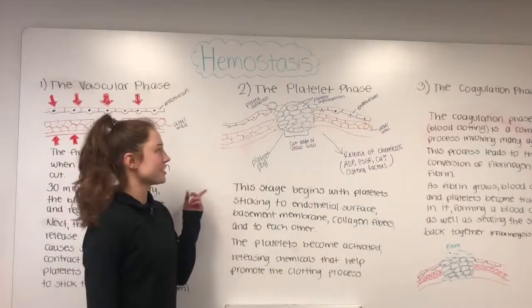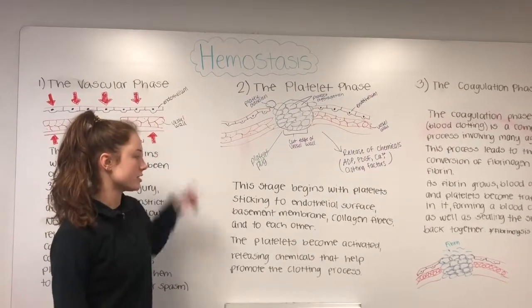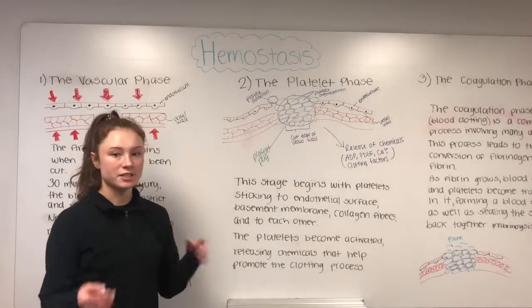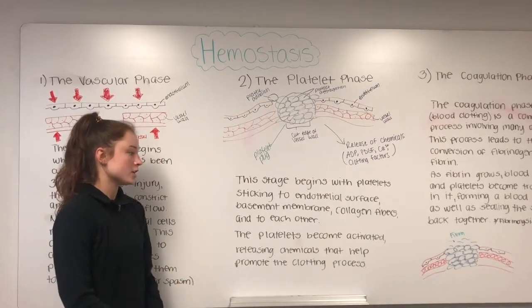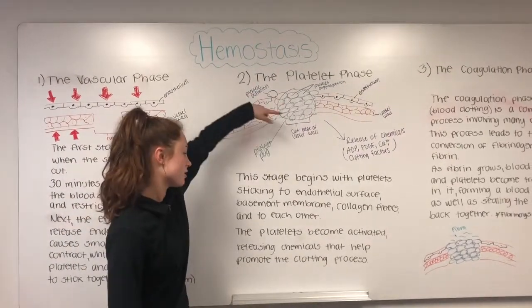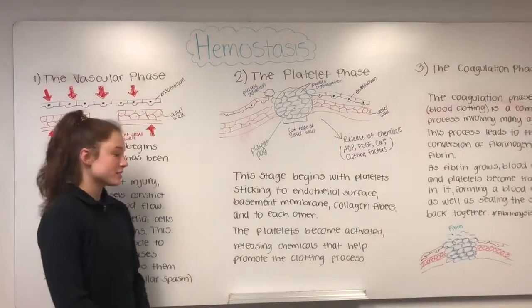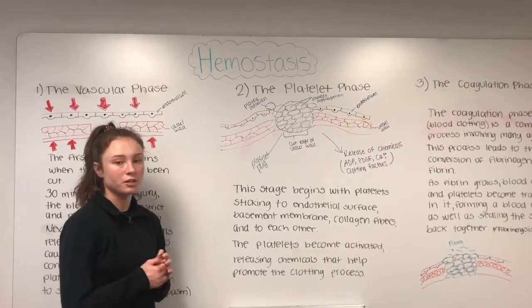So the second phase of hemostasis is the platelet phase. And the stage begins when platelets stick to the surface of the skin, to the basement membrane, to collagen fibers, and to each other, as you can see here. The platelets then become activated, which release chemicals that help begin the actual blood clotting process.